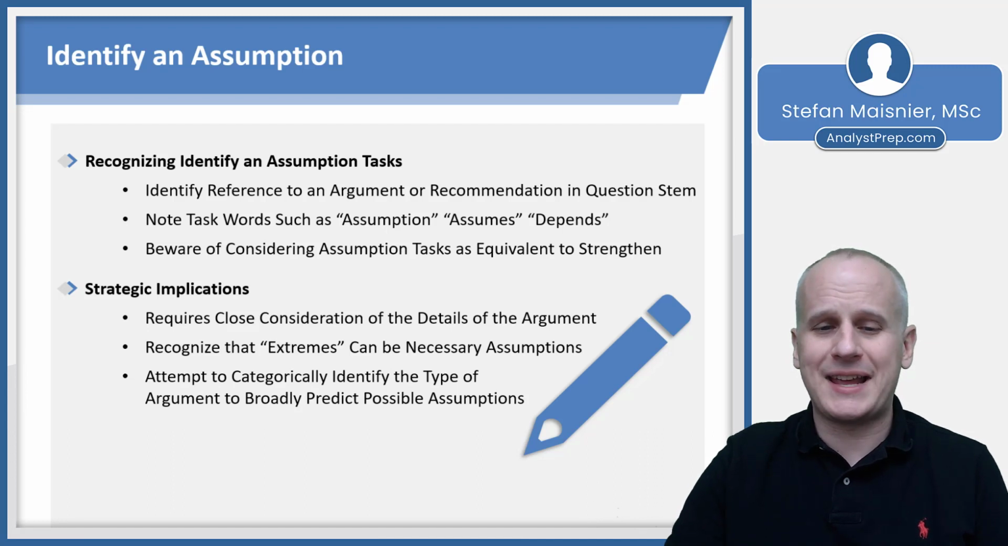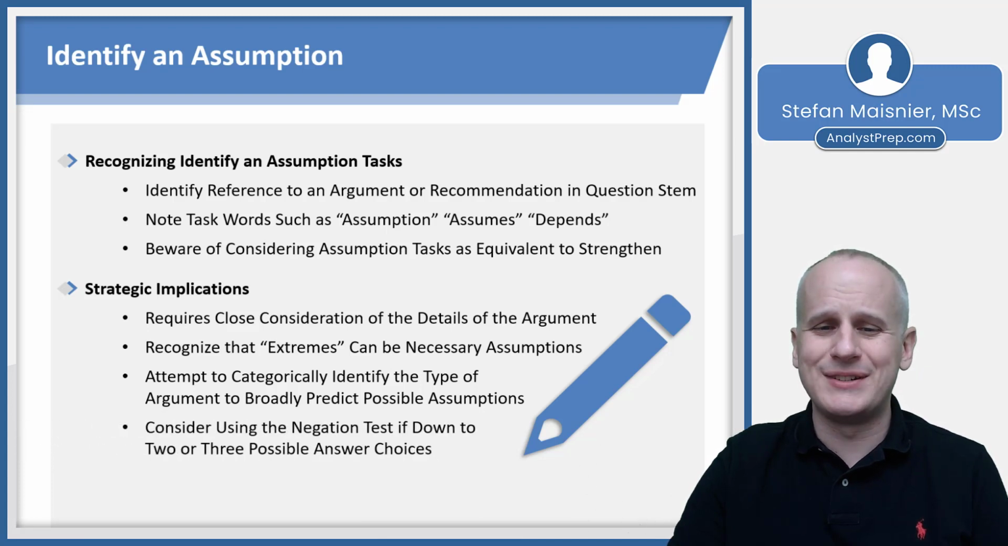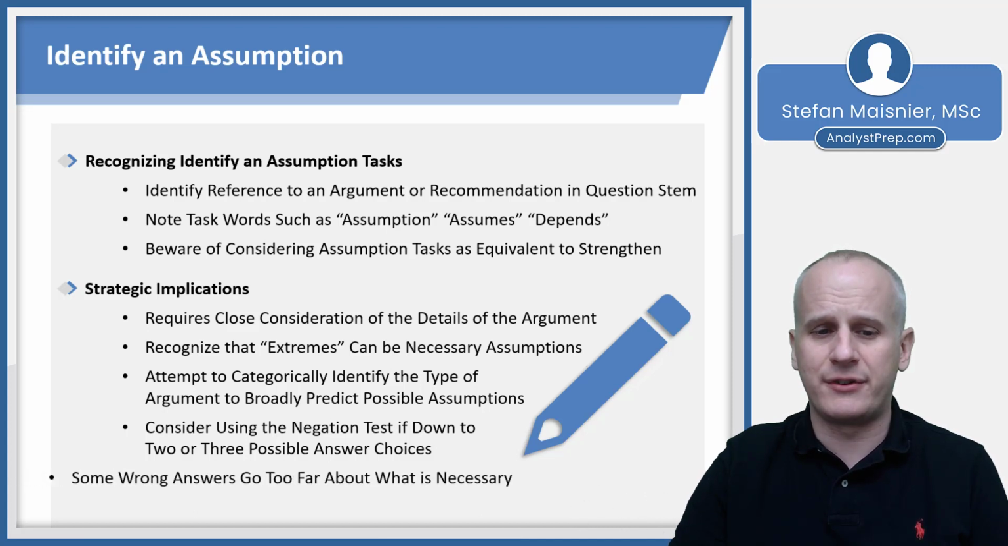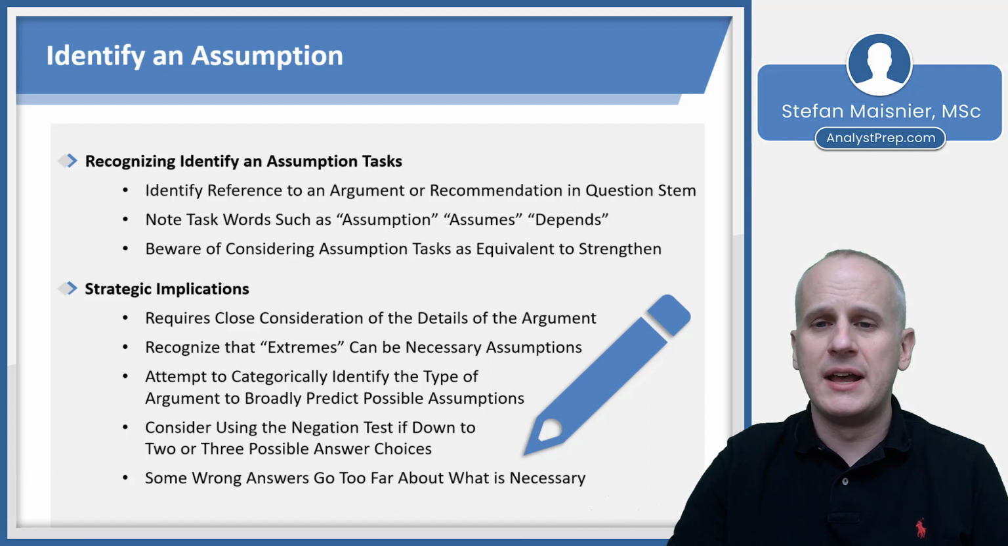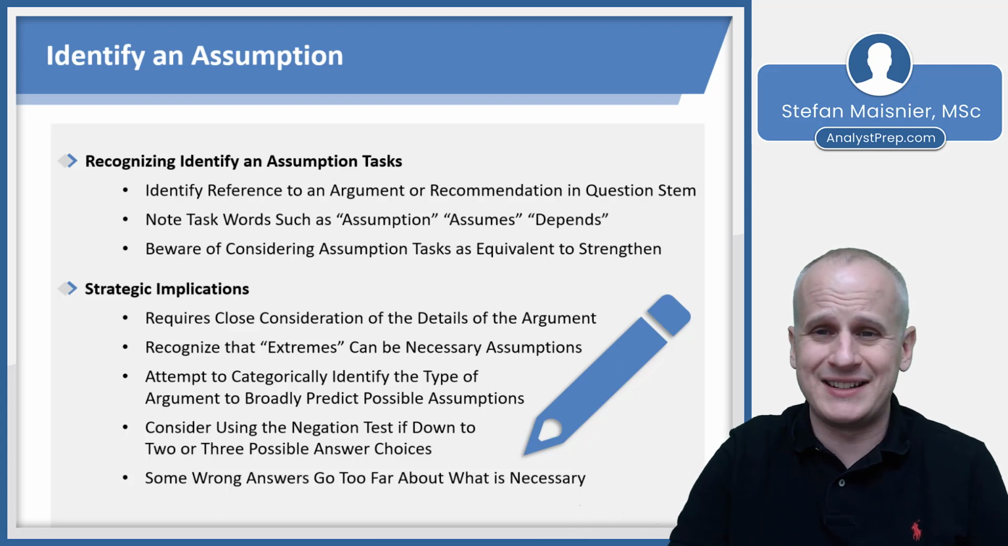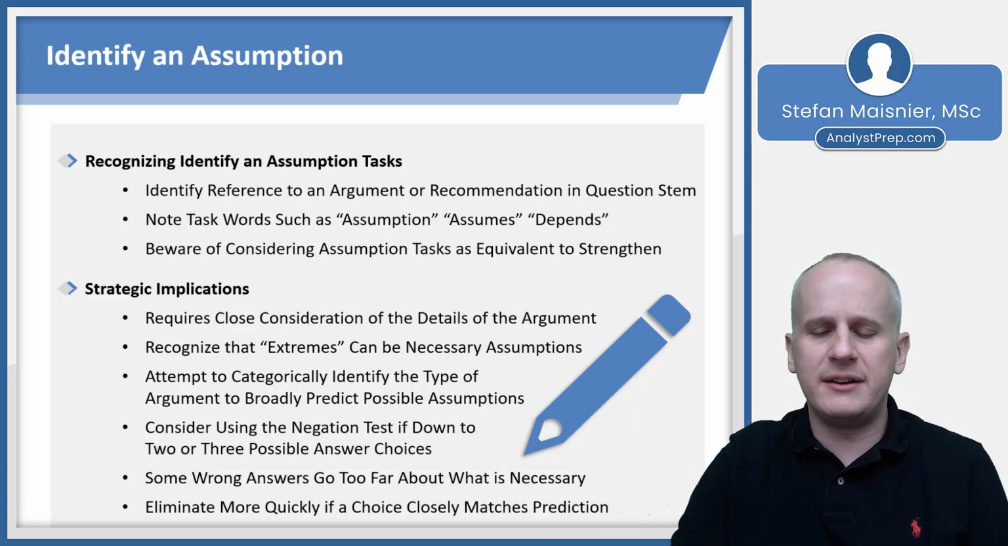You'll want to, of course, attempt to categorically identify the type of argument to broadly predict possible assumptions. And you can use what is known as the negation test to consider 2 or 3 remaining answer choices after you've eliminated for common wrong answers. But recognize that a task reversal for a common wrong answer when it comes to assumption tasks may just be something that goes too far about what is necessary. You don't actually need that to be necessary. It's something that you're like, well, that's not required by the argument. And of course, you can eliminate answer choices more quickly once you find one that matches your close-to-specific prediction of what you'd expect the right assumption to be.